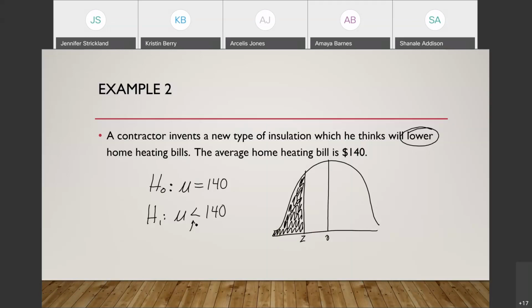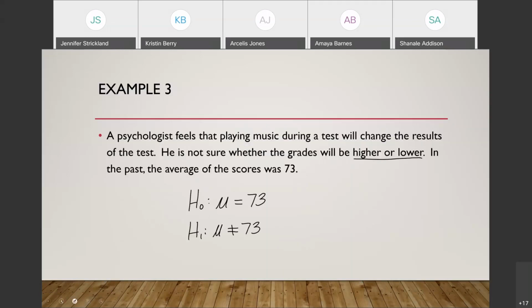All right, last one, example 3. All right, so let's draw our curve here. Mean in the middle. Mean is 0 as a z-score, but 73 as a regular number. Does anybody have a feel for how this one is going to get shaded? Keeping in mind that he doesn't really care if it makes it higher or lower.